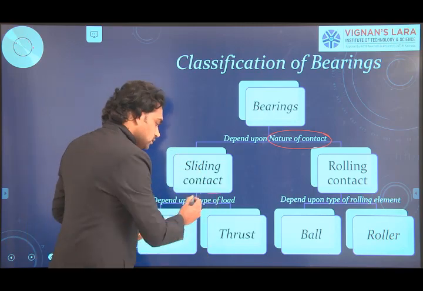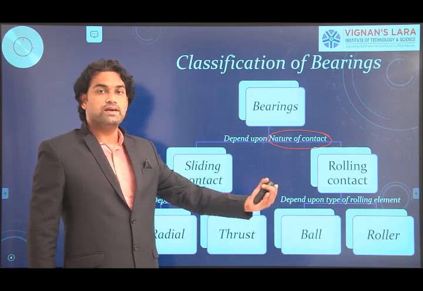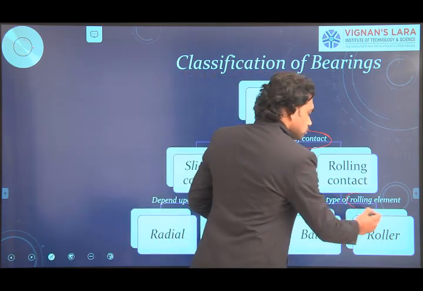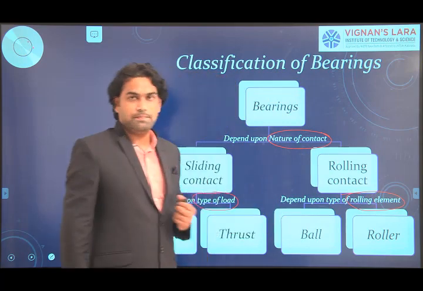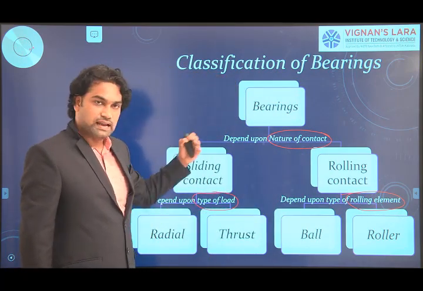And then, which type of load the bearing is going to support, the bearings can also be classified. And then, which type of rolling elements we can introduce between the two surfaces, the bearings can also be classified. Clear? So this is the basic general classification of the bearing.